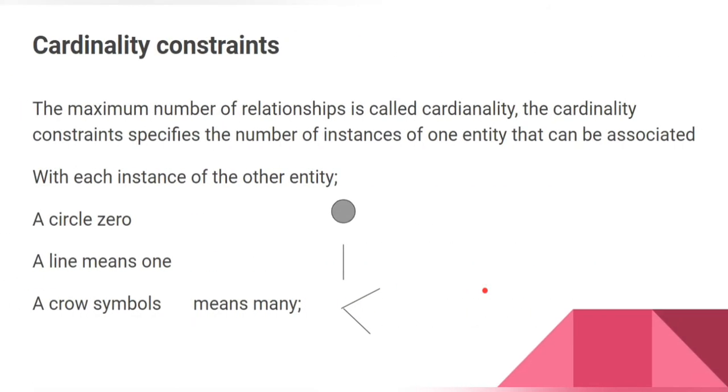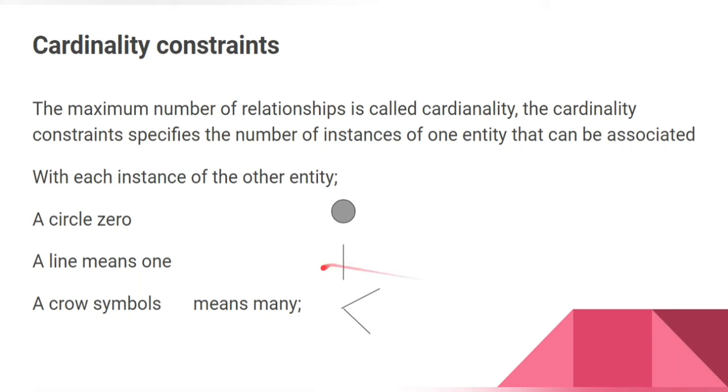We have cardinality constraints. As I discussed earlier, if I want to create an ERD model, I want to identify the entity set, the attributes, the relationship, and the cardinality constraint. The maximum number of relationships is called cardinality. The cardinality constraints specify the number of instances of one entity that can be associated with each instance of another entity, which is a relationship. So how many possible relationships between two entities can be specified with the help of cardinality constraints.